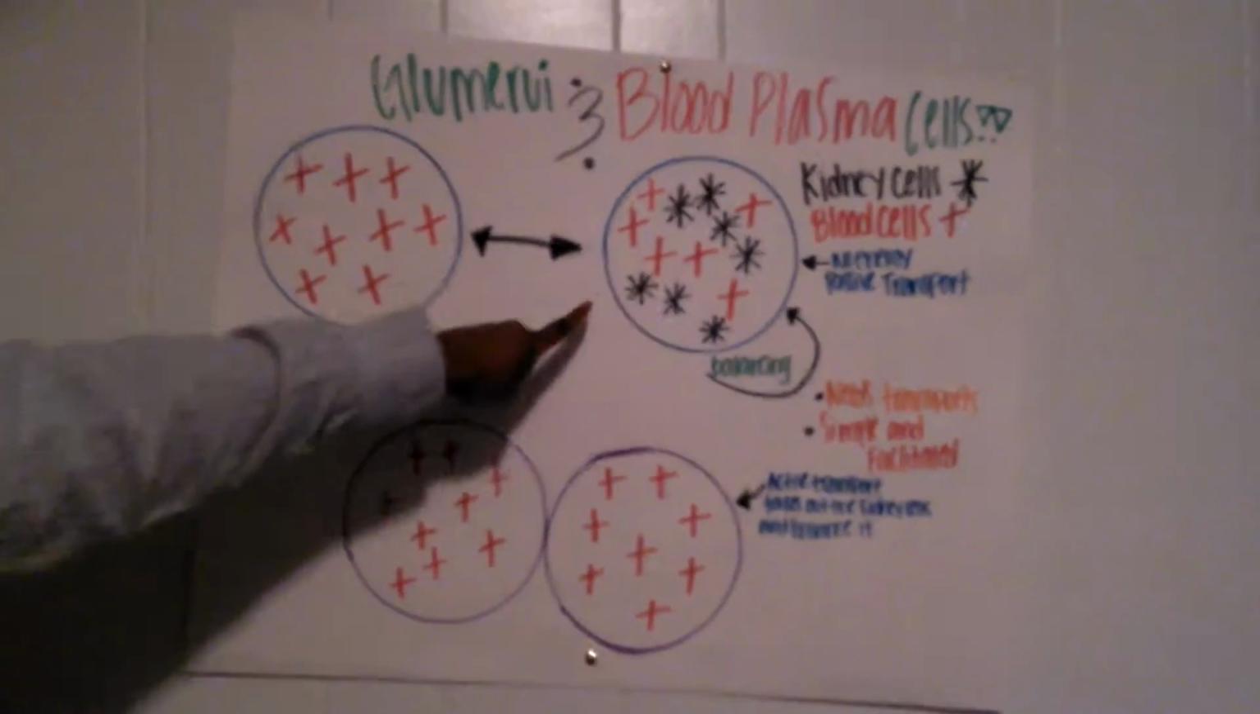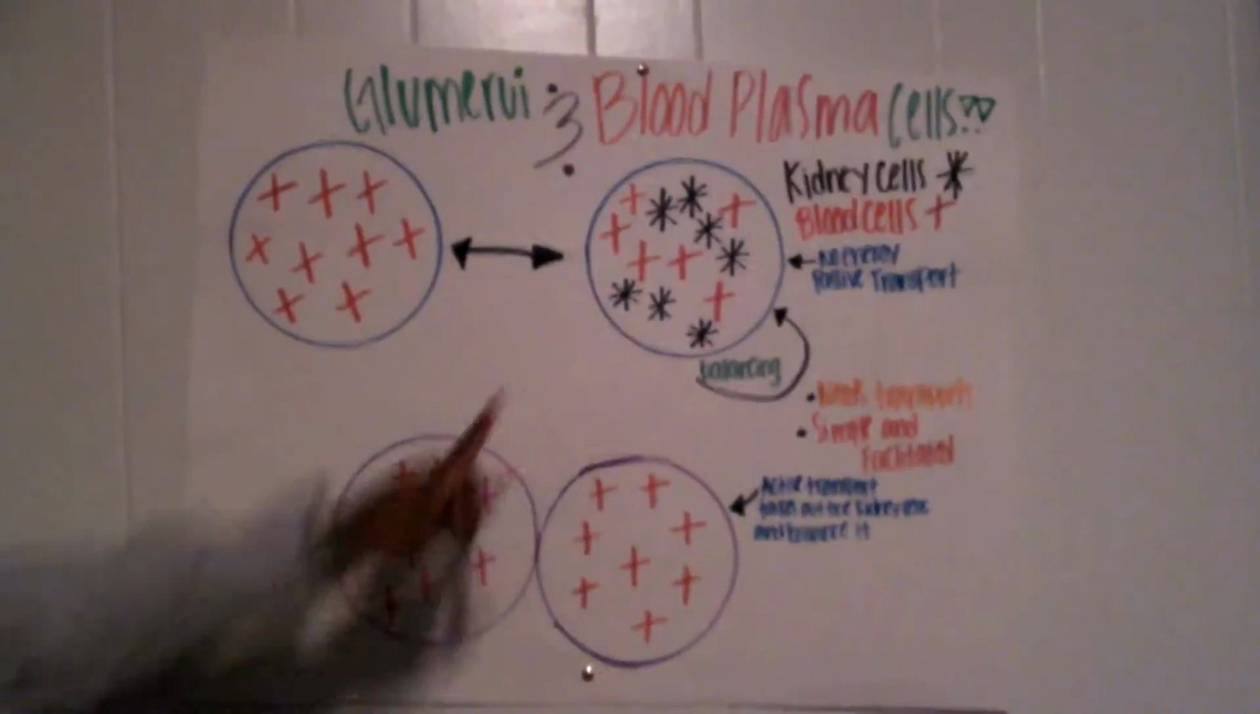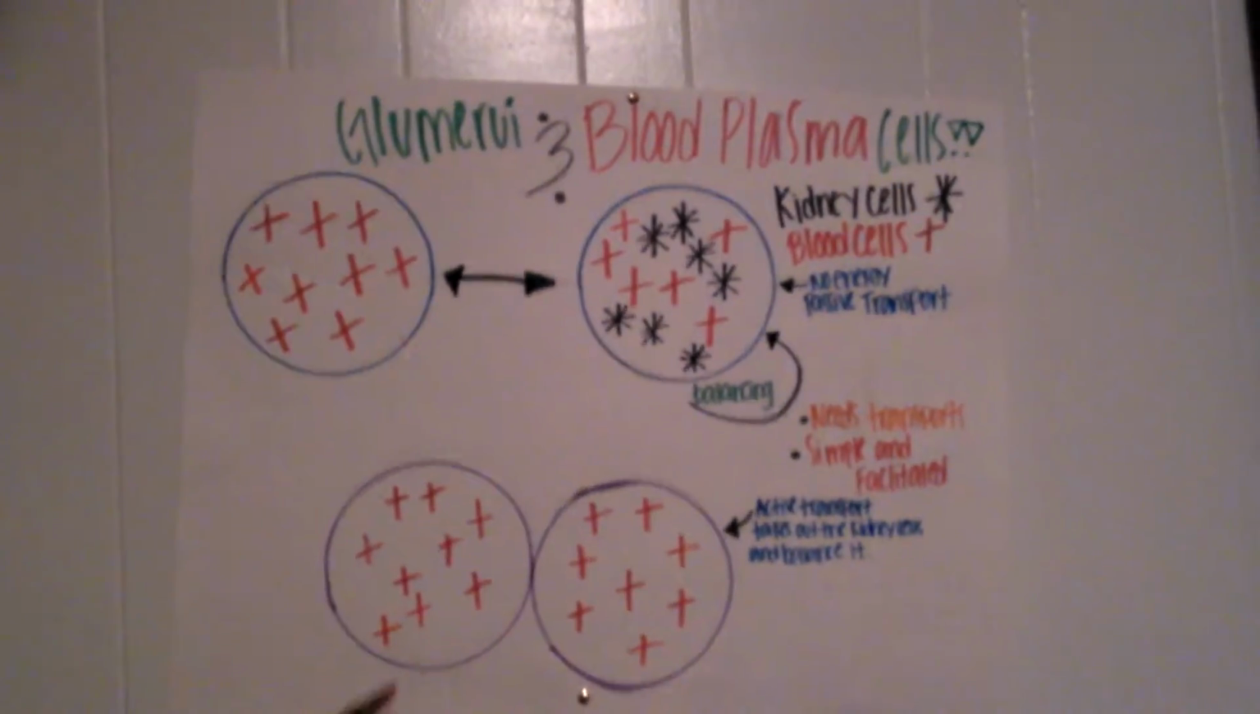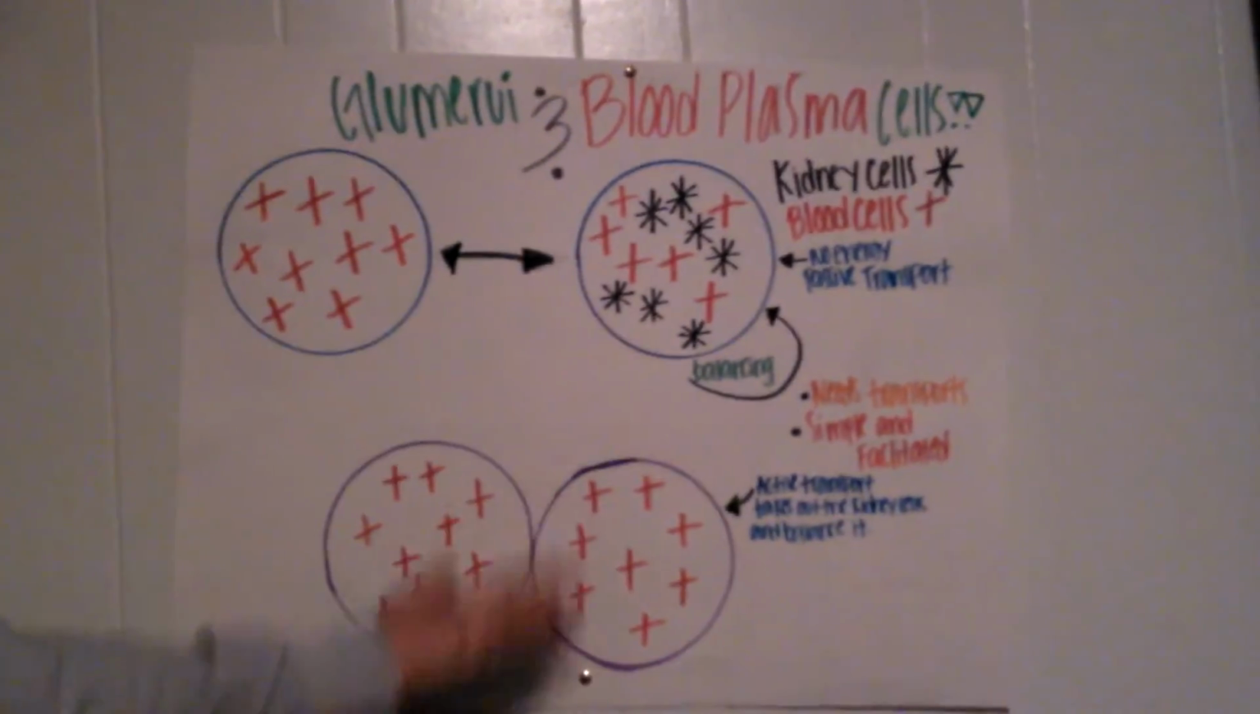Here we have the glomeruli in the blood plasma cells. The plus symbols are the blood cells, and the stars are the kidney cells. This requires no energy, and it's balancing out. Then at the bottom here, we have the active transport. It takes out the kidney cells and balances it, and this is balance.